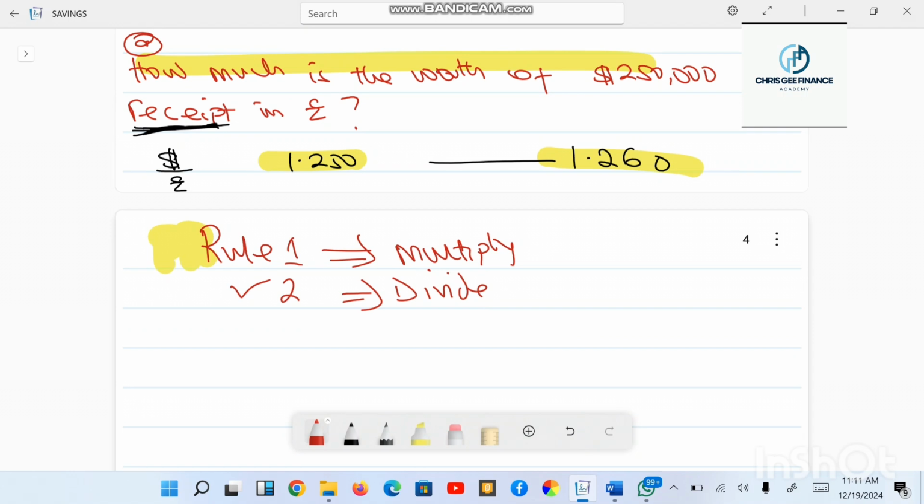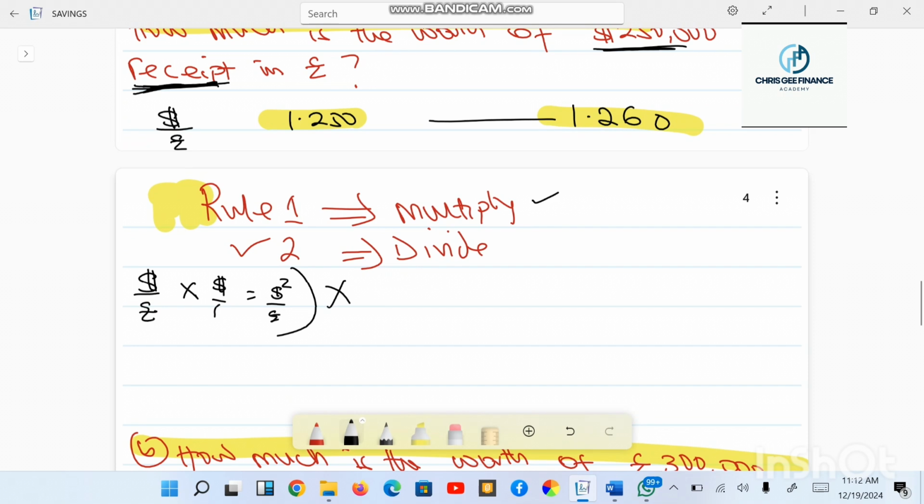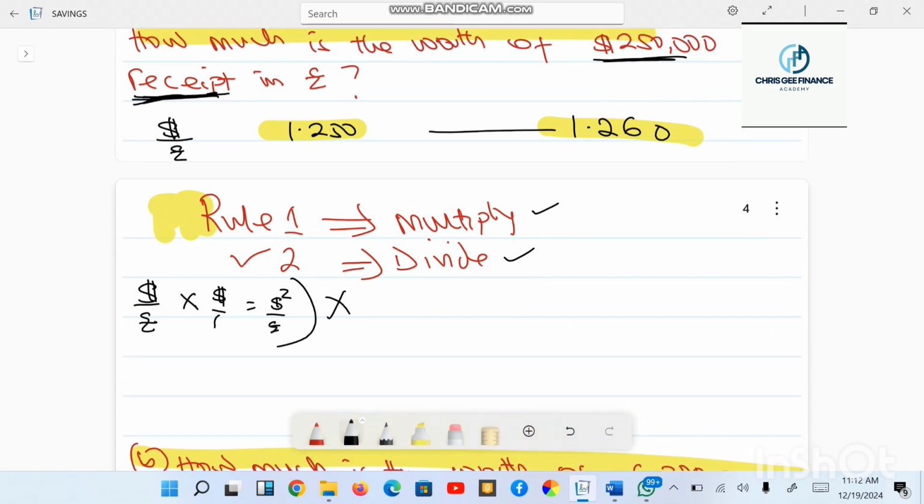If I want to test that rule, all I need to do is rewrite this quote just as I wrote up here, dollar over pound. I will try multiply. If I'm multiplying, it means I'm going to be multiplying by the exposure currency, which is dollar. If I multiply by dollar, eventually I'll have dollar squared over pound, so nothing can cross out. That means this rule cannot work. The moment I check for one and it doesn't work, I'll just pick the second rule, which is the division rule.